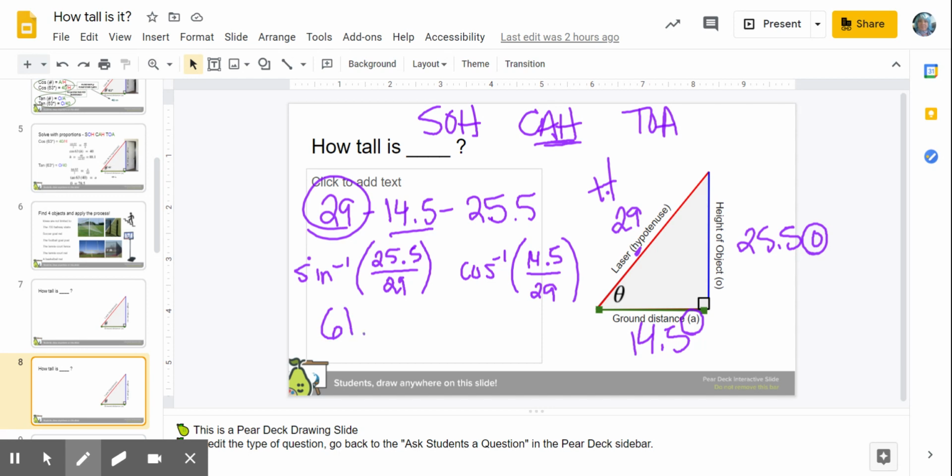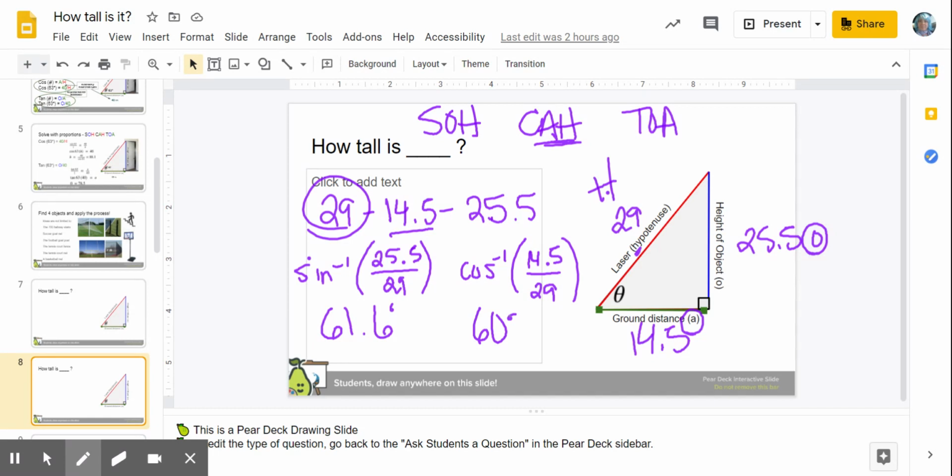I got 61.6. Did I not do it right? 25.5 over 29. And then you're in radians instead of degrees. So are you using the Desmo calculator? Oh, and I did get 60 on this one. Yeah. Did you get 60 on both of them?